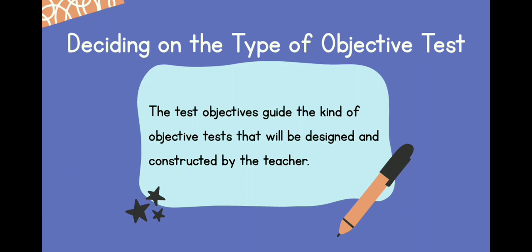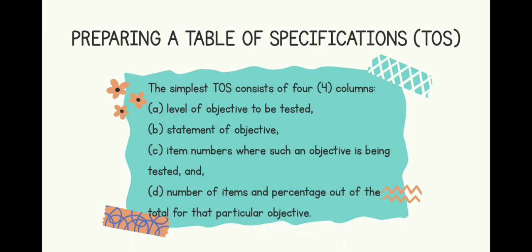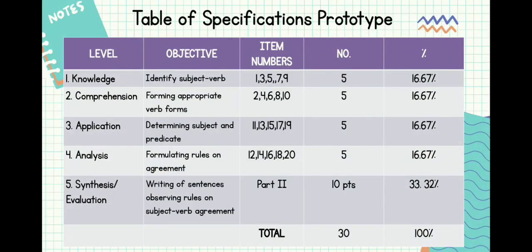Now let us move on to the third step, which is preparing a table of specifications or the TOS. A table of specifications, or TOS, is a test map that guides the teacher in constructing a test. The TOS ensures that there is a balance between items that test lower-level thinking skills and those which test higher-order thinking skills, or alternatively, a balance between easy and difficult items in the test. Okay, so here is an example of a table of specifications.